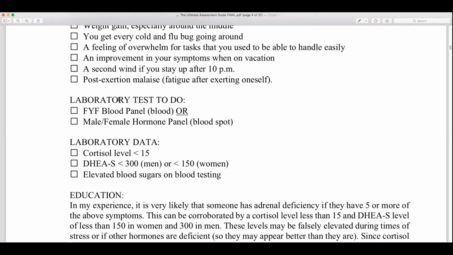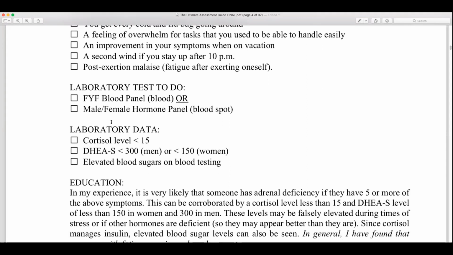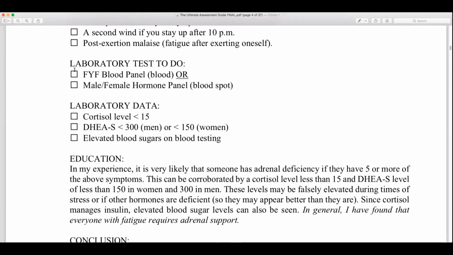So here's that next section. You mark off all of those symptoms. Here's that next section, laboratory tests to do. Either the Fix Your Fatigue blood panel that's on that page, or the male or female hormone panel, which is that blood spot. If you're male, do the male panel. If you're female, do the female one. And that's going to give you your adrenal data. And you check off whichever one you've done once you've done it.